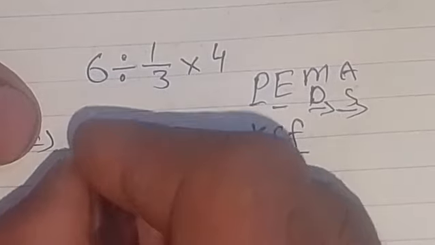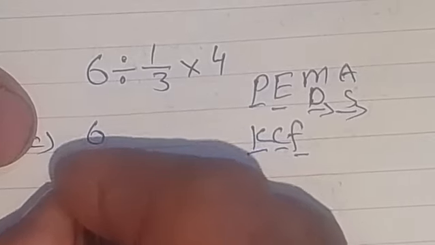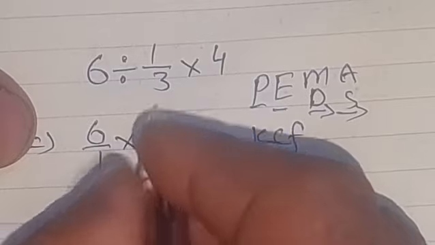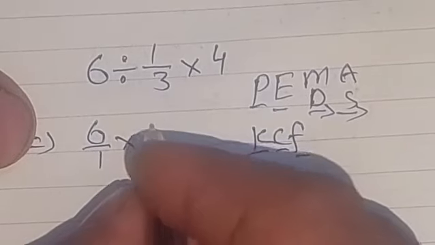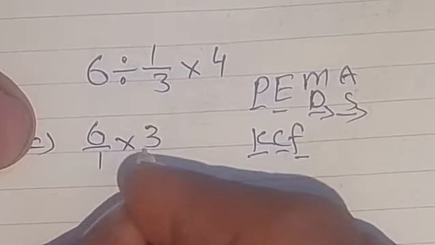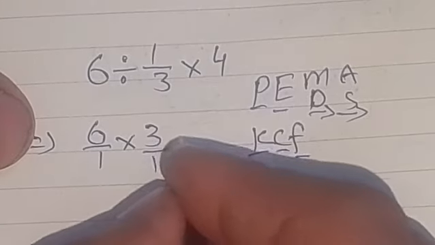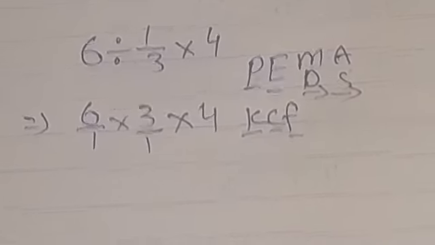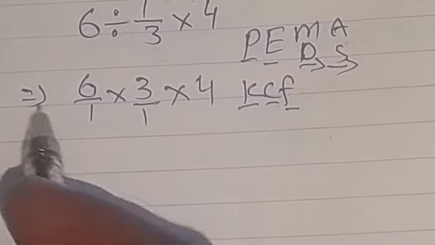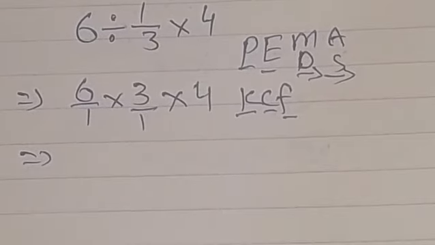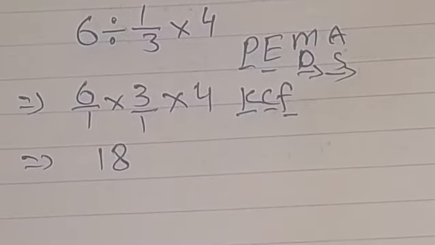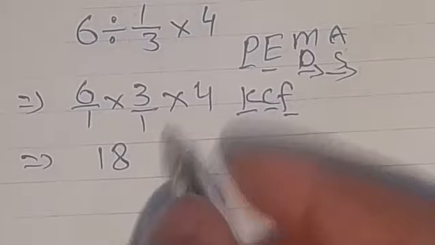So we keep the first fraction 6 over 1, change division to multiplication, and flip the second fraction, which gives us 3 over 1, and multiply by 4. Now 6 times 3 gives us 18, and 1 times 1 gives us 1.